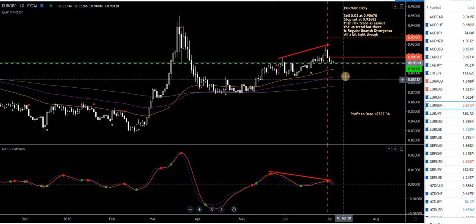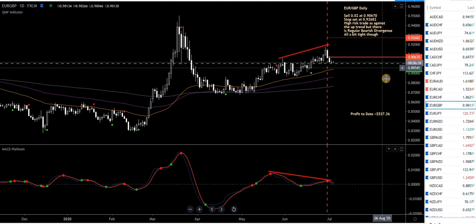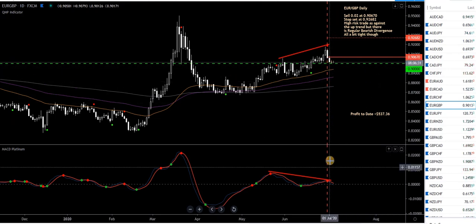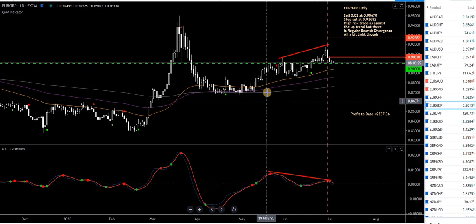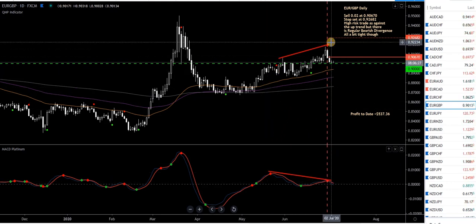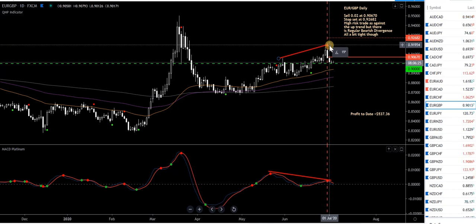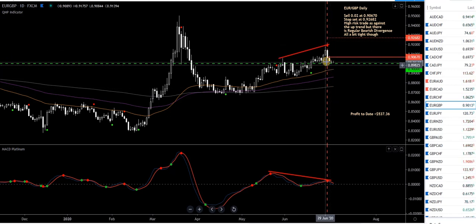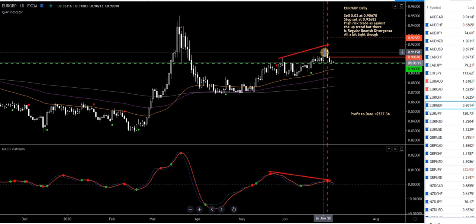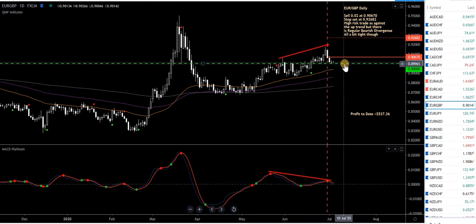Euro pound, this big green line is a big number, 90-cent levels. You can see it there, 0.90000. Took a sell. MACD platinum was just above the 0 level. There was regular bearish divergence. So it was a high risk trade. You can see my notes here, trading into the MAs, regular bearish divergence. And we're at this big number here.